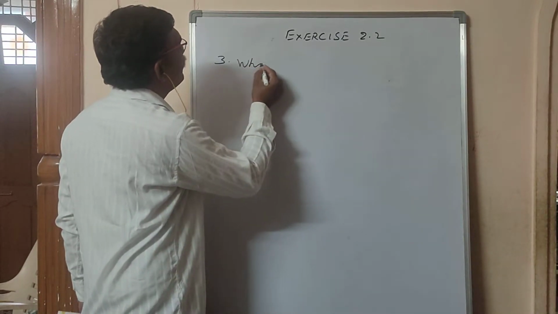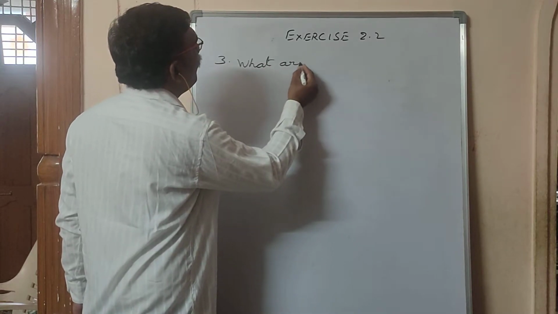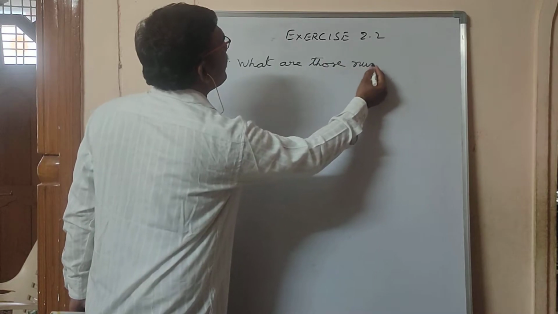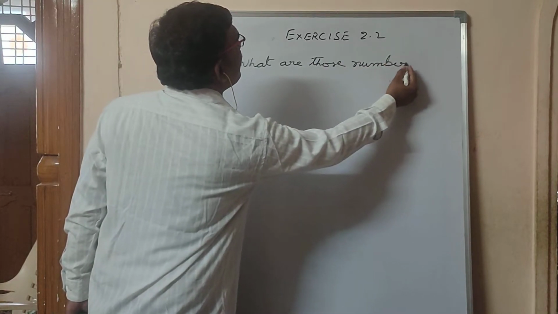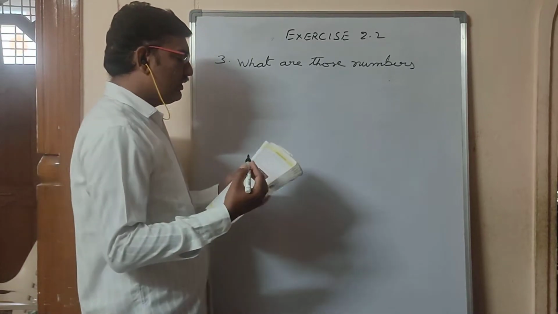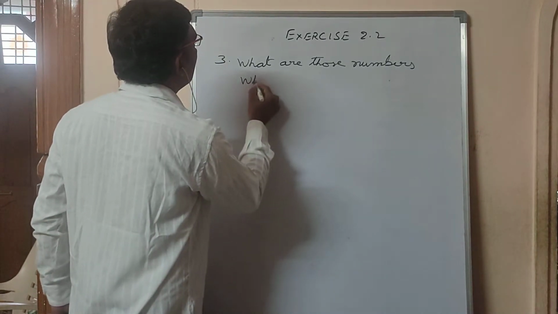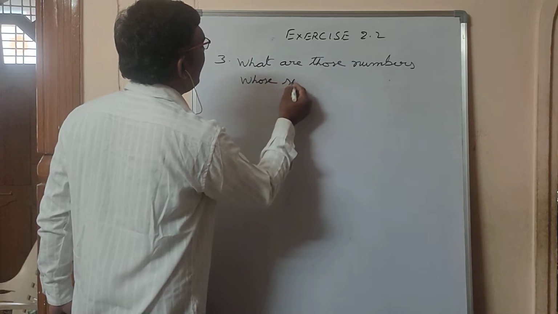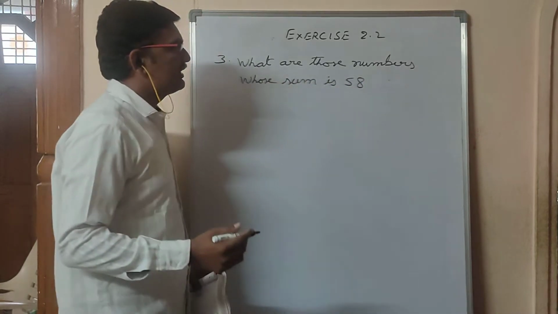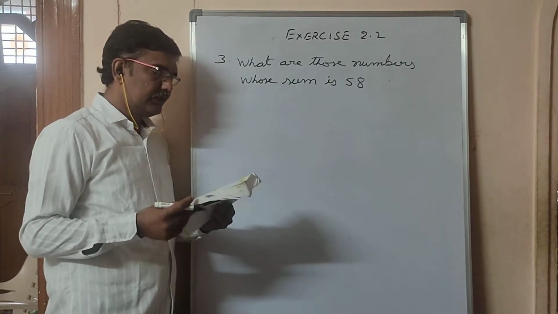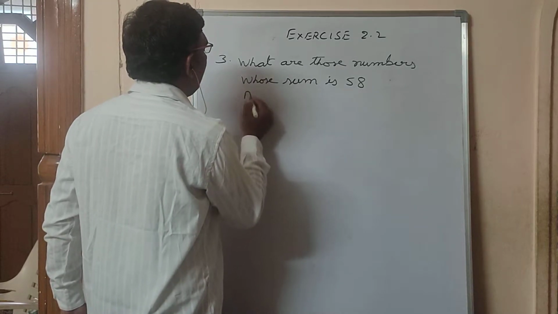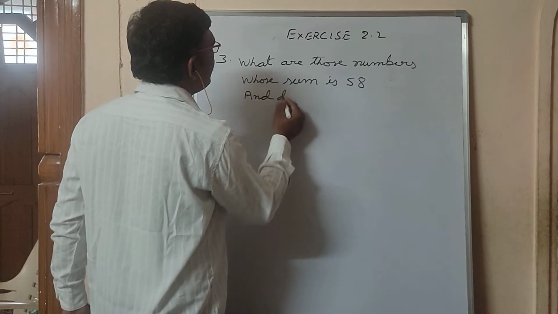What are those numbers? Means you have to find what? Some numbers. Whose sum is 58? Sum means addition, it is 58, and the difference is 28.